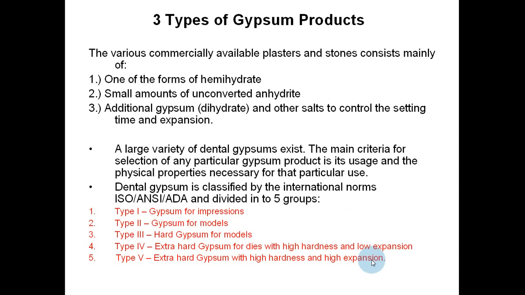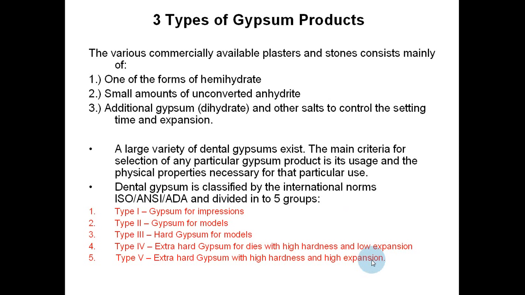There are three types of gypsum products. The various commercially available plasters and stones consist mainly of one of the forms of hemihydrate, small amounts of unconverted anhydrate, additional gypsum dihydrate, and other salts to control the setting time and expansion. A large variety of dental gypsums exist. The main criterion for selection of any particular gypsum product is its usage and the physical properties necessary for that particular use. Dental gypsum is classified by the international norms ISO, ANSI, and ADA, and divided into 5 groups.